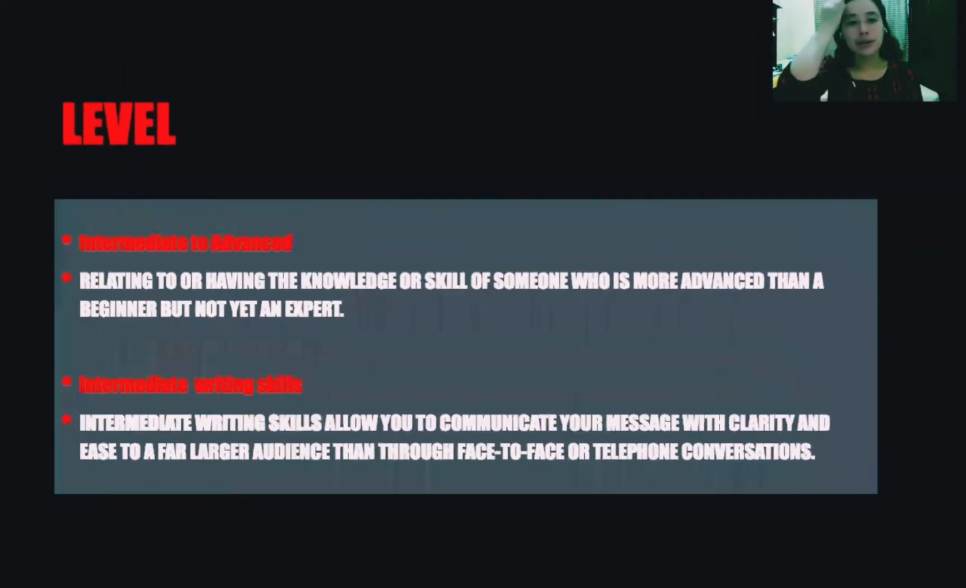We have the other one. The level for this is intermediate to advanced, and this is related to having the knowledge or skill of someone who is more advanced than a beginner but not an expert. Intermediate writing skills allow you to communicate your message with clarity and ease to a far larger audience than through face-to-face or telephone conversation.